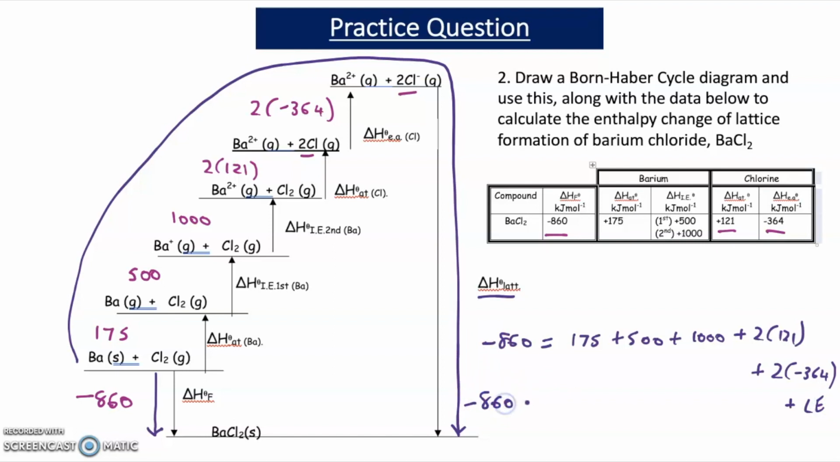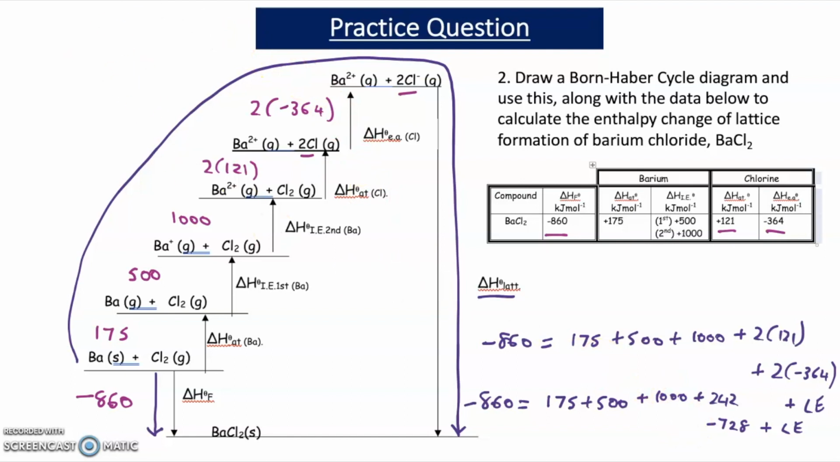So this can be simplified as minus 860 is equal to 175 plus 500 plus 1000 plus 242 plus minus 728 plus the enthalpy change of lattice formation.